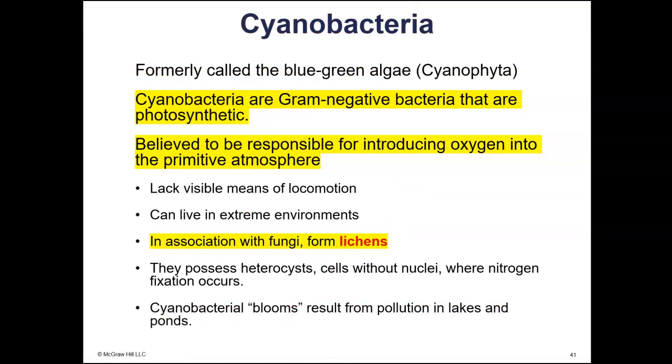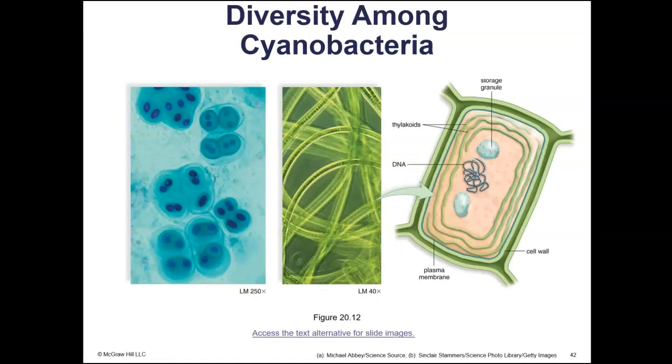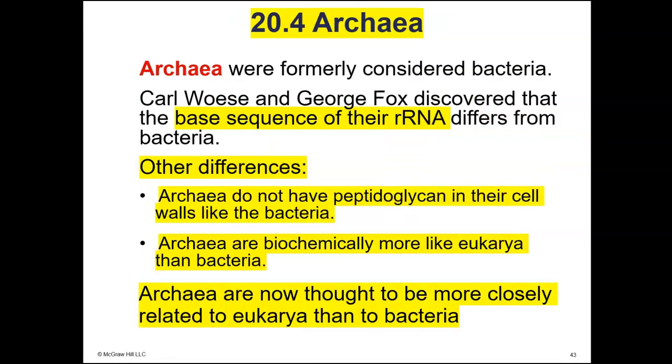Now, cyanobacteria, I mentioned earlier, are gram-negative bacteria, but they are photosynthetic. And when they live in close association with fungi, they form lichens that grow on, like, tree bark, for example. And then we have a section on archaea, which I'm going to cover very, very quickly.